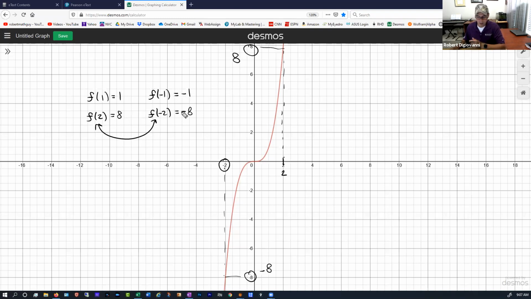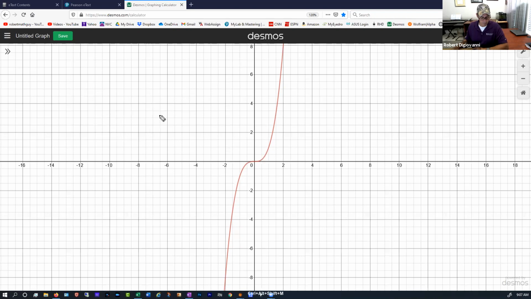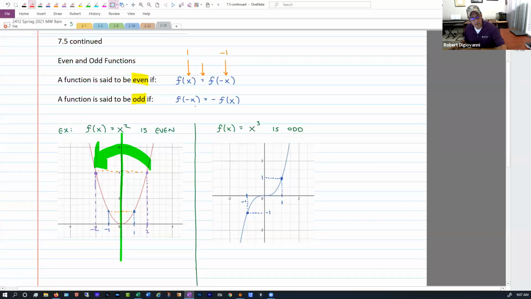And so that's what the odd property is saying. Let me do it this way. If we plug in some positive number, let's say 2, we know that in this case we got 8. If we make it negative, then it will match what we get when we plug in -2. So the difference here is that we have to put a negative in front of this instead of it just being f of x. I hope that makes sense.